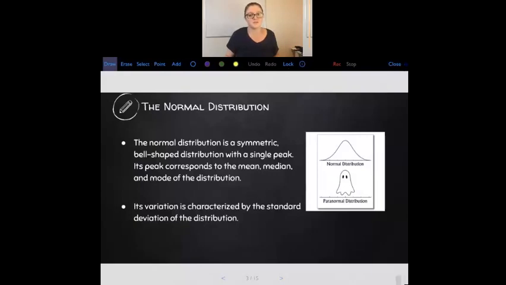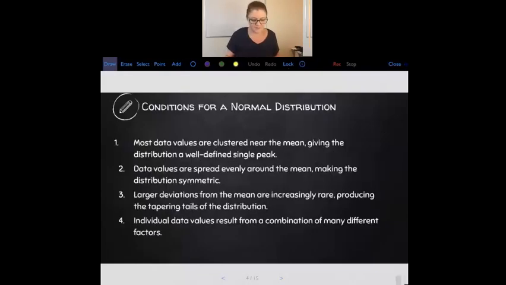The normal distribution is a symmetric bell-shaped curve with one peak, and that peak corresponds to the median, mean, and mode of the distribution. Now, normal distribution is not to be confused with paranormal distribution. Its variation is characterized by the standard deviation of the distribution, and that's mainly what we'll be working with. Okay. So what makes a distribution normal?